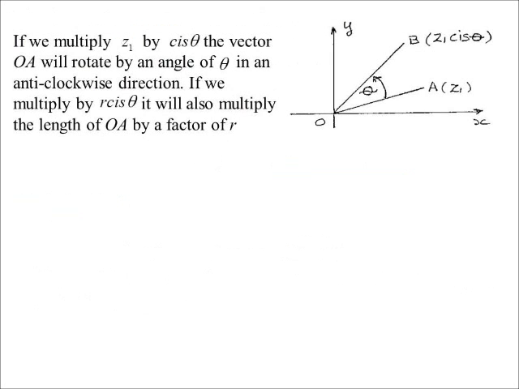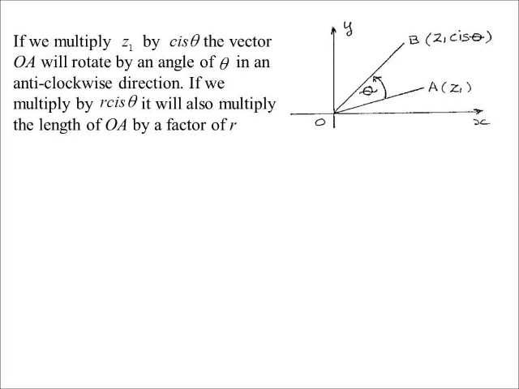So there's a bit of a visual look at that. If we multiply Z1 by cis theta, notice it's just cis theta, the modulus is 1 in this one. So the length of the vector won't change, because when we multiply the moduli, we're multiplying by 1. The vector OA will rotate anti-clockwise by an angle of whatever theta is. And so our new one, the point B there, would be Z1 times cis theta. So we just rotated by whatever theta is. Oh, sorry, I also put there, if it was by R cis theta, that's when the length of the vector is going to change. Okay.